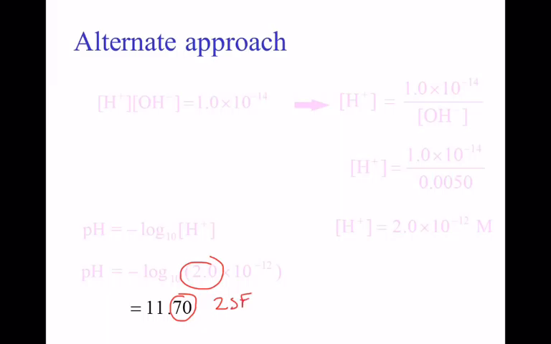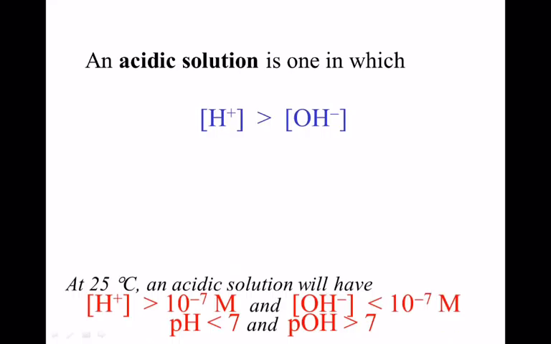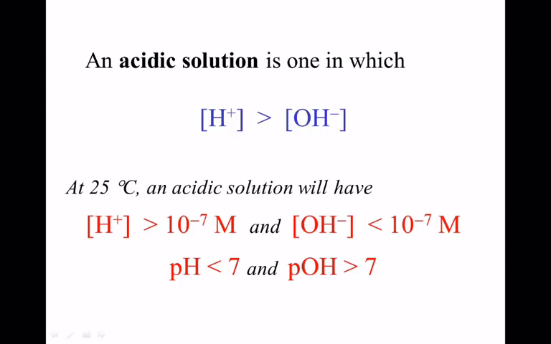So we must be bumped up against almost an assignment slide. In general, the term acidic simply means that your hydrogen ion concentration is greater than your hydroxide ion concentration. In the context of what we've just been talking about, that means the molar concentration of your H+, your hydrogen ion, is greater than 10 to the negative 7th, and your hydroxide ion is less than 10 to the negative 7th. For an acidic solution, your pH will be less than 7, and your pOH will be greater than 7.